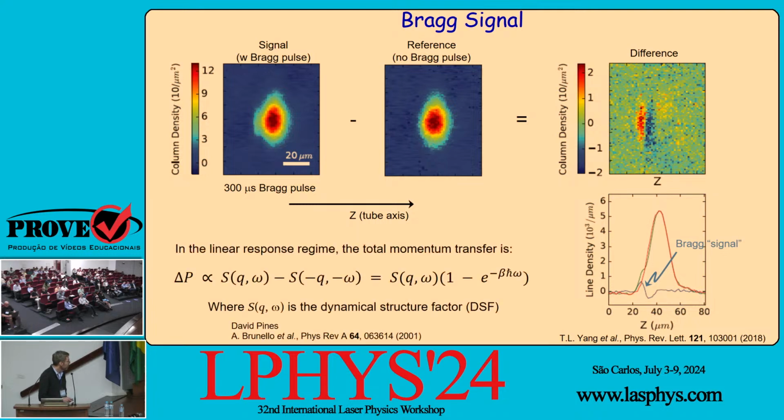The dynamical structure factor is related to the amount of momentum that you scatter. So delta P is this momentum, this Bragg signal, and it depends on the difference of these dynamic structure factors, which are the Fourier transform of the correlations of either spin or charge.